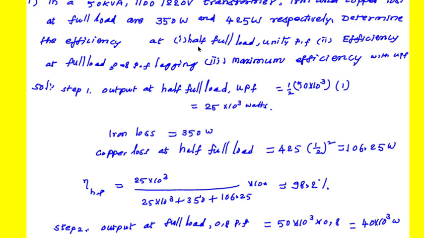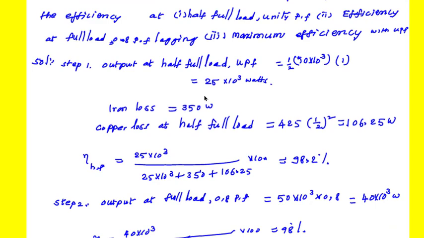Determine the efficiency of transformer at half full load unity power factor. Second, efficiency at full load at 0.8 power factor lagging. Third, maximum efficiency with unity power factor.